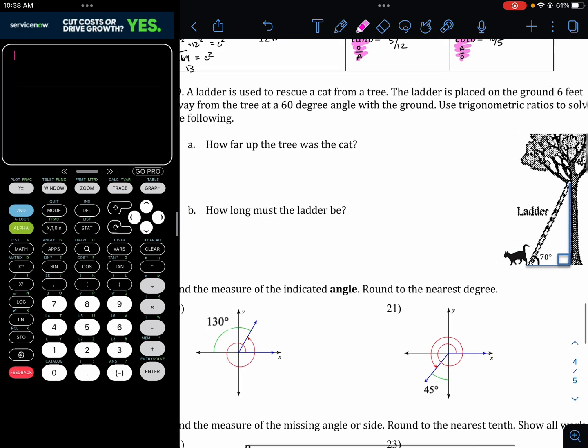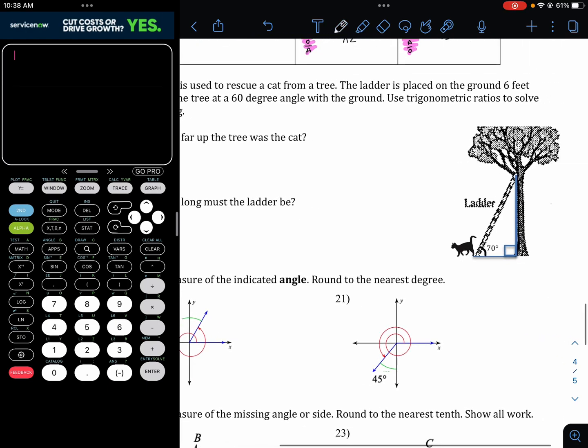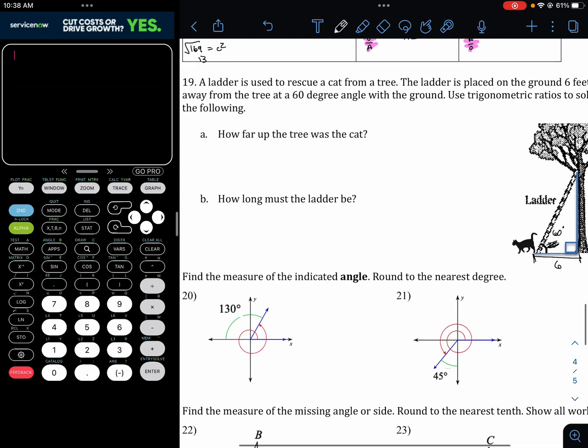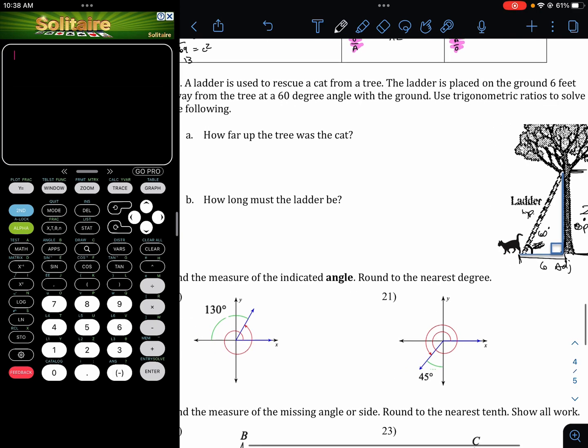Okay, next up we got a poor old cat in a tree. A ladder is placed on the ground 6 feet away from the tree at a 60-degree angle. One thing on your review here, make sure you rewrite this as 60 degrees, and we know it is placed 6 feet away. Okay, how far up the tree was the cat? So we need to find this distance, which from our angle, that is the opposite. So we have the opposite, the adjacent, and the hypotenuse.